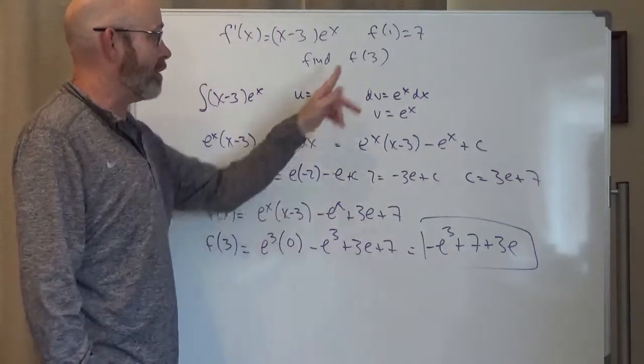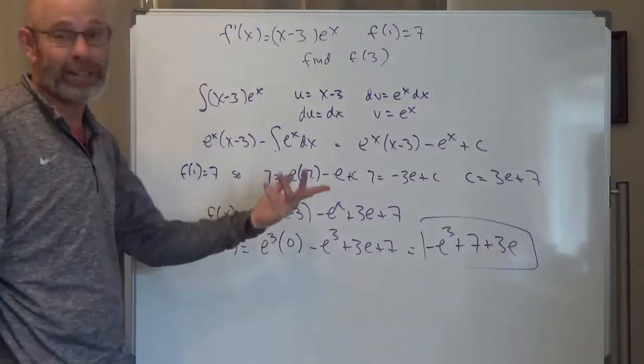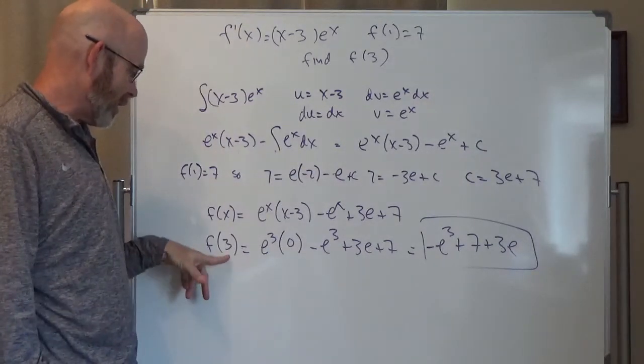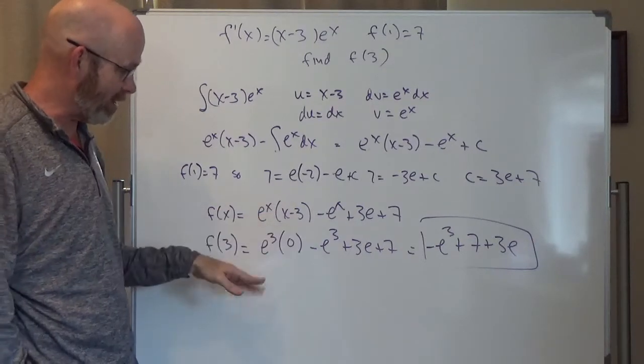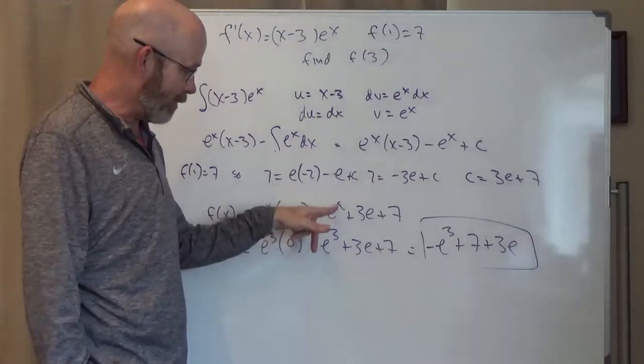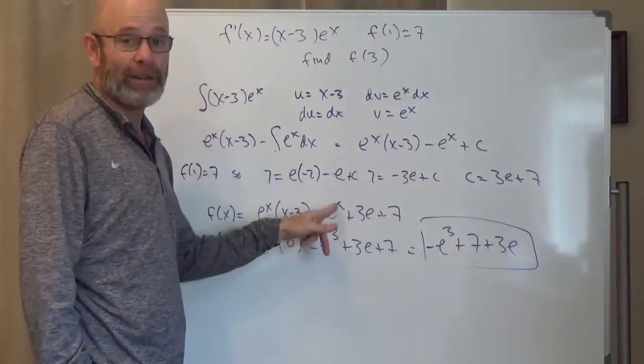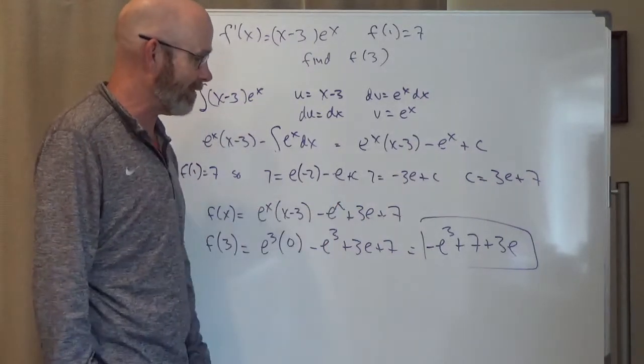And the actual question was find f of 3, kind of a silly question at this point because we got everything else. So we just plug in that 3 for x, so we get e to the third times 0, that's gone. So you just wind up with minus e to the 3 plus 3e plus 7, or minus e cubed plus 3e plus 7.